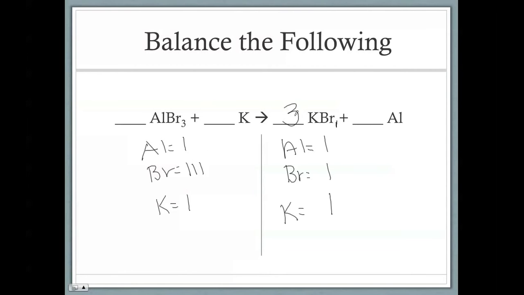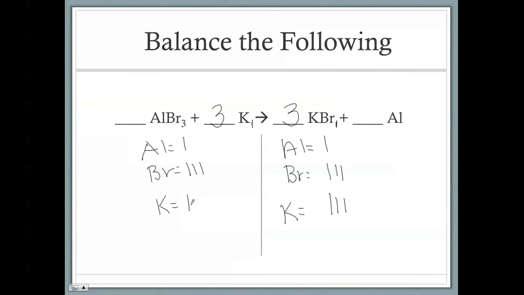That would be a 3. That's going to change my bromine to 3, but also changes potassium. You can't forget about that change. So 3 potassium I now have on the right. So aluminum, bromines match. Potassium, though, I need to now make a 3 on the left.